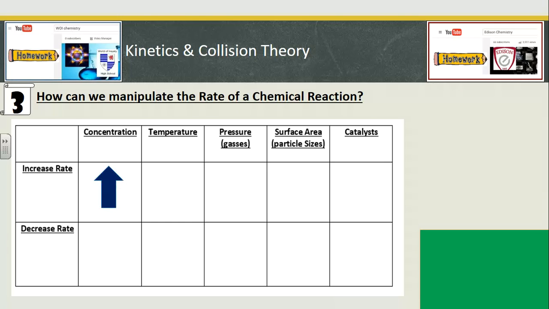How can we manipulate the rate of a chemical reaction? Let's see. We're writing this down. So if we want to increase the rate of reaction, make it go faster, we should increase the concentration of the reactants. More stuff in there, faster they're going to react because they're going to hit each other more often. If we want to slow the reaction down, we got to decrease the concentration of the reactants. If there's fewer particles around in there to react, the reaction will go slower.